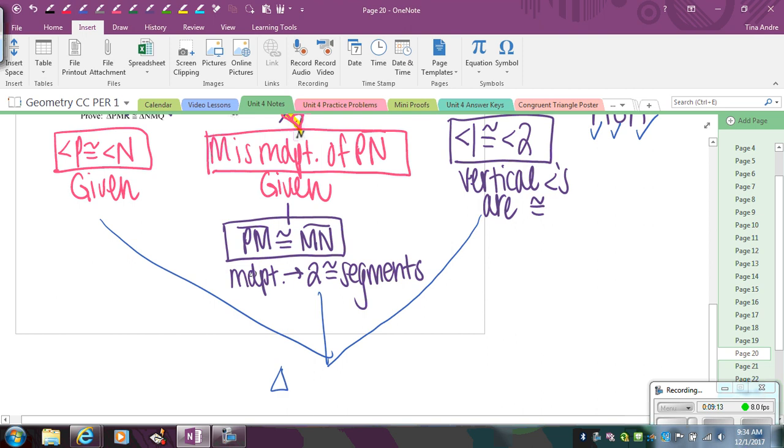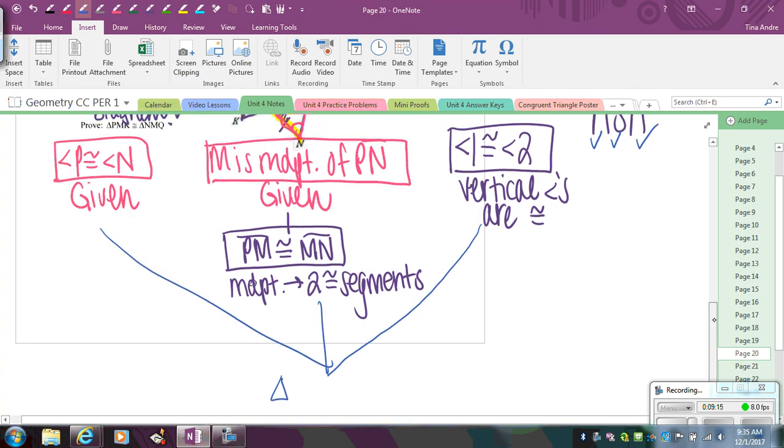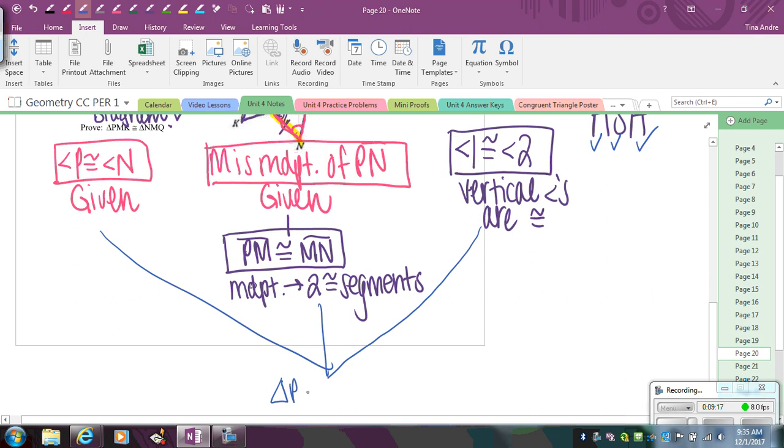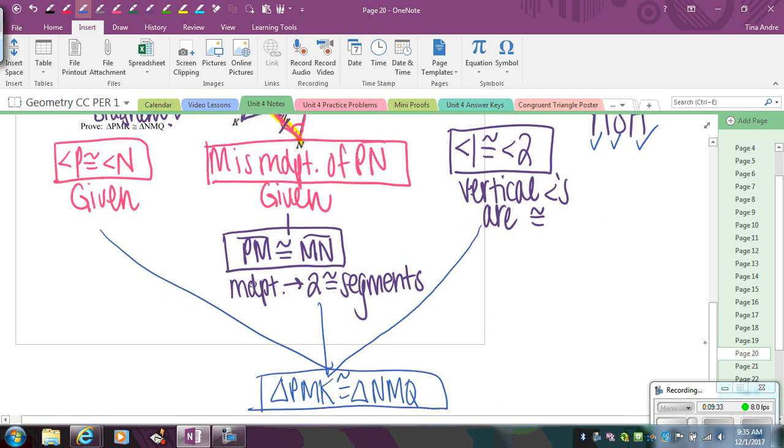So triangle PMR, I believe, or is that a K? I think it's a K. Is congruent to triangle NMQ. And that's by angle, side, angle.